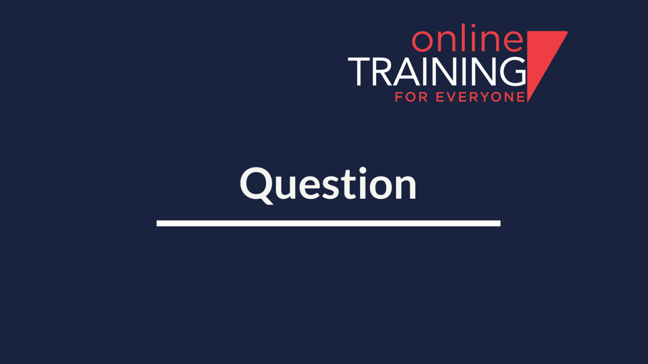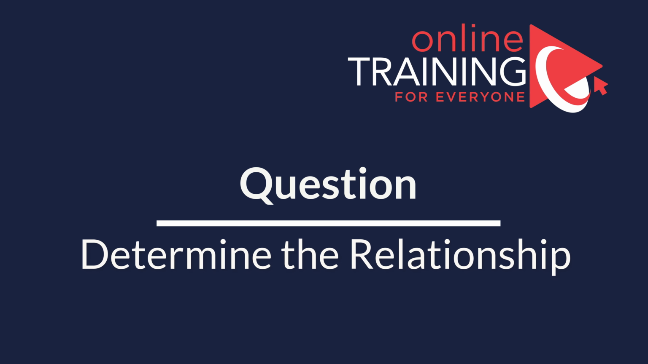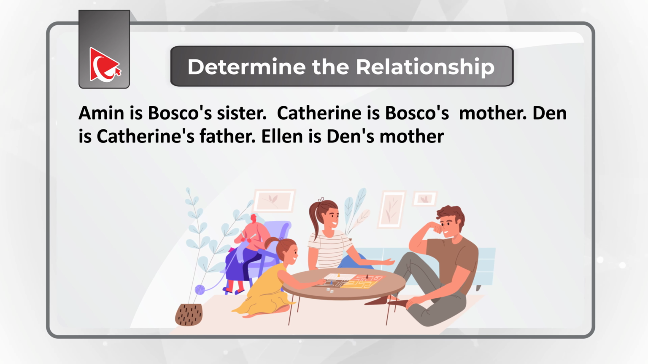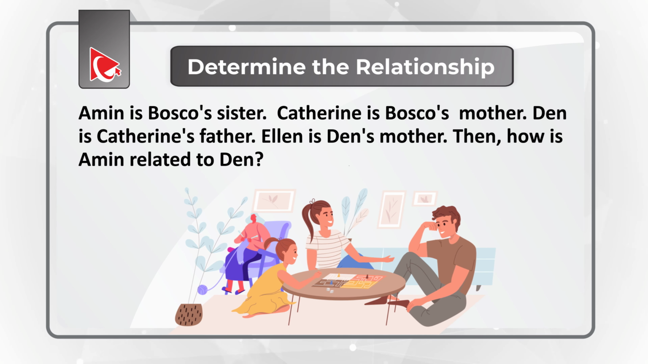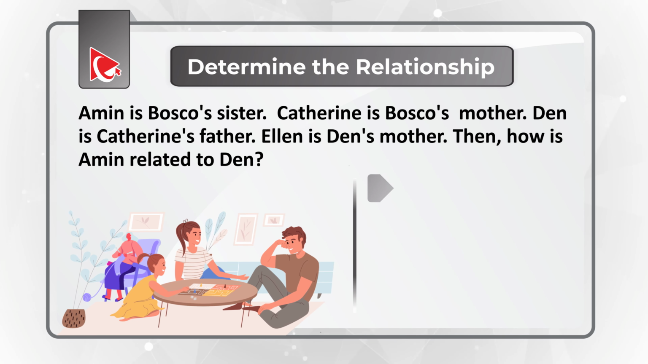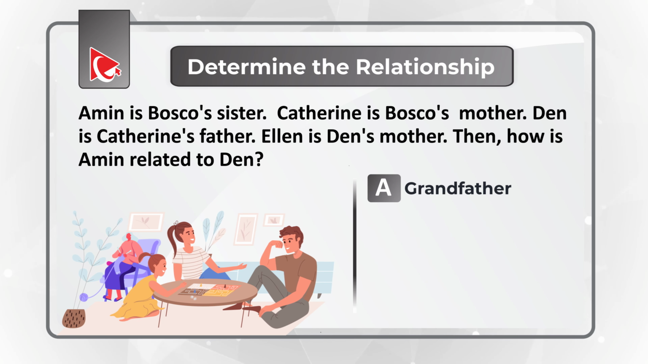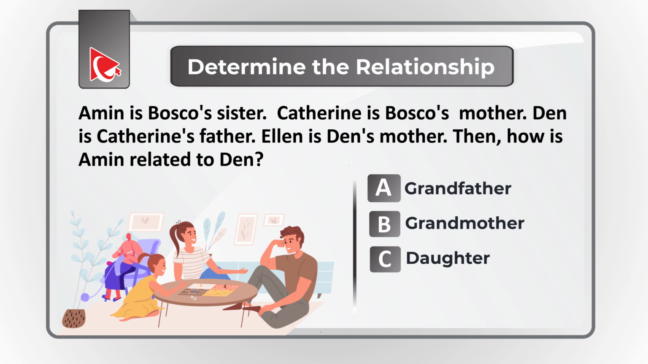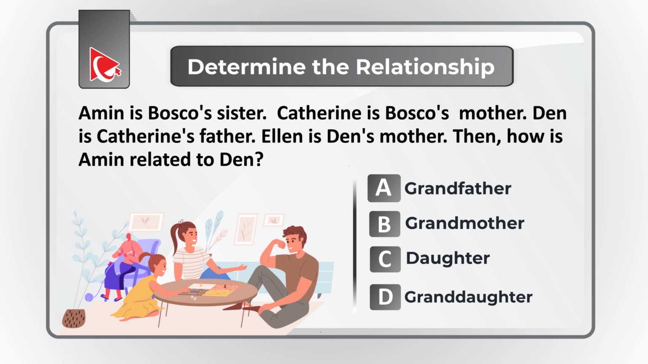Here's an interesting challenge where you need to determine the relationship between family members. Amin is Bhaska's sister. Catherine is Bhaska's mother. Dan is Catherine's father. And Alan is Dan's mother. You need to determine how Amin is related to Dan. And you have 4 different choices. Choice A, grandfather. Choice B, grandmother. Choice C, daughter. And choice D, granddaughter.